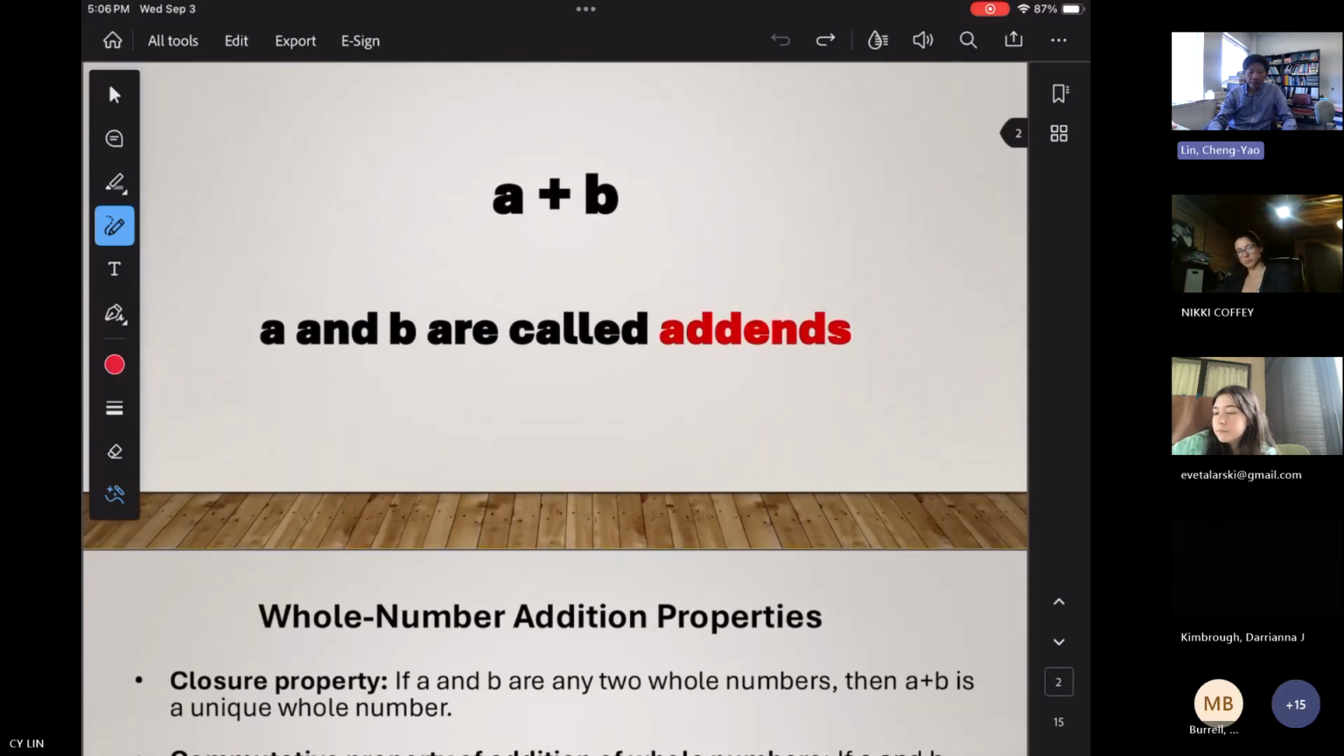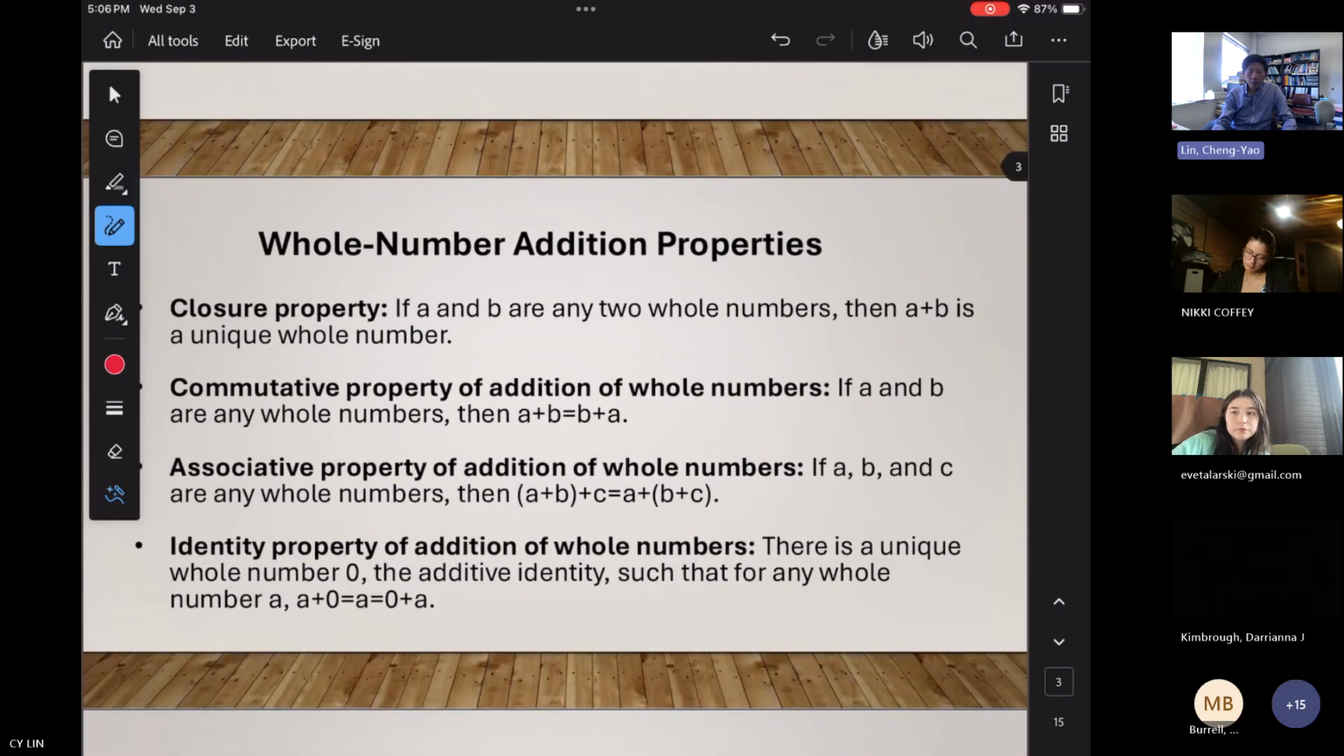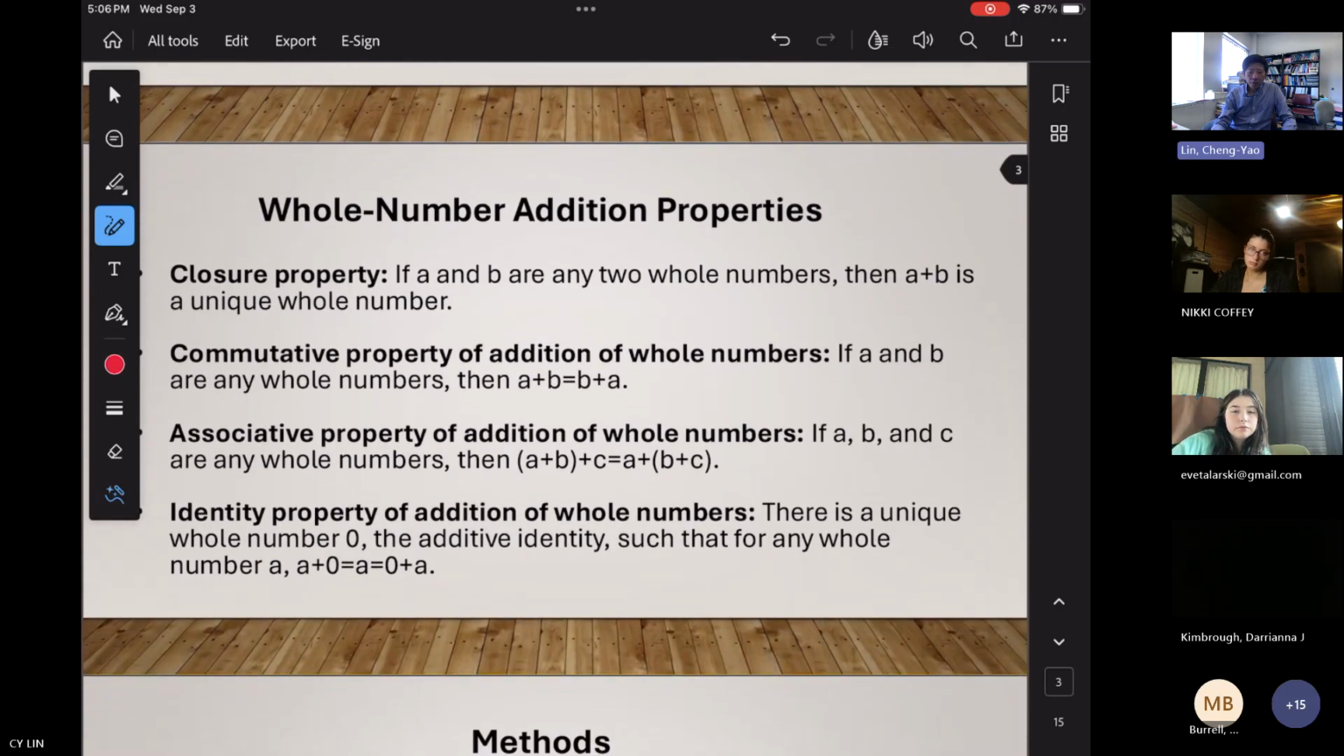So you will see A plus B. A and B are called addends. So here we have the name. This is called addends. Okay. And then whole number addition properties. We have several properties. We have a closure property. We have a commutative property of addition of whole numbers. And we also have the associative property of addition of whole numbers. And the last one is the identity property of addition of whole numbers.